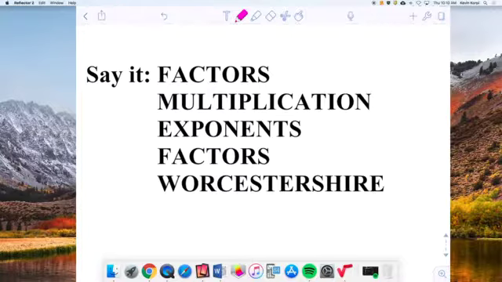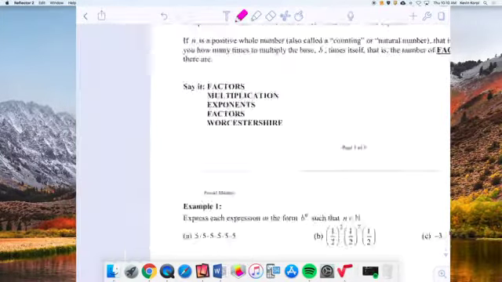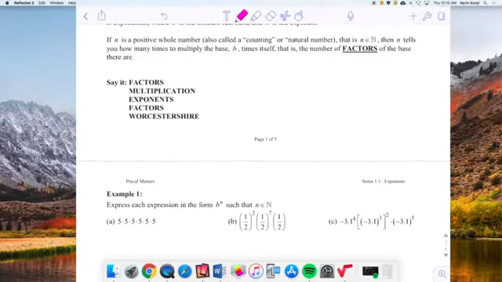Whereas things that are added or subtracted are called what? Not factors, but terms. Hugely important. Terms are added or subtracted. Factors are multiplied or divided. All right, cool. Let's try example 1.